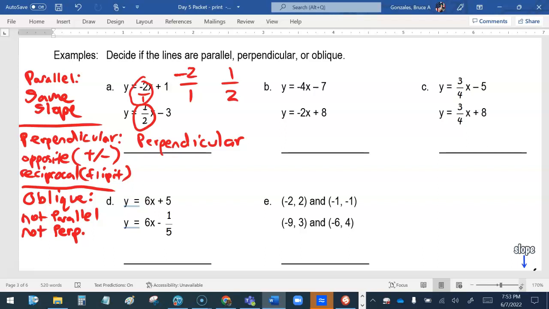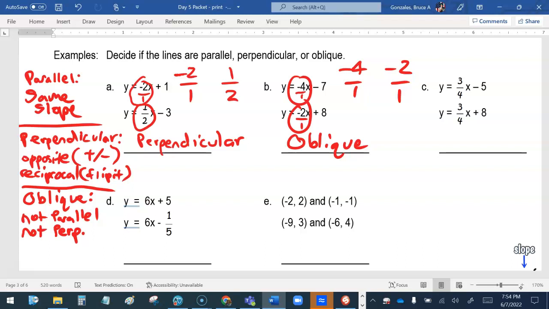Okay. All right, look at letter B. Negative 4, negative 2. So that's negative 4 over 1. That's negative 2 over 1. If it's in front of x, that's the slope. So negative 4 over 1, negative 2 over 1. Did the sign change? No. Did it flip? No. So this is not perpendicular. And are these slopes the same? No. So it's not perpendicular. It's not parallel. This is called oblique.